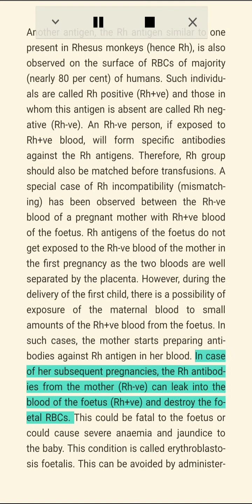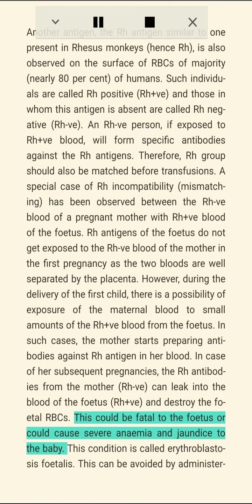In such cases, the mother starts preparing antibodies against Rh antigen in her blood. In case of her subsequent pregnancies, the Rh antibodies from the mother, Rh -ve, can leak into the blood of the fetus, Rh +ve, and destroy the fetal RBCs. This could be fatal to the fetus or could cause severe anemia and jaundice to the baby. This condition is called Erythroblastosis Fetalis. This can be avoided by administering anti-Rh antibodies to the mother immediately after the delivery of the first child.